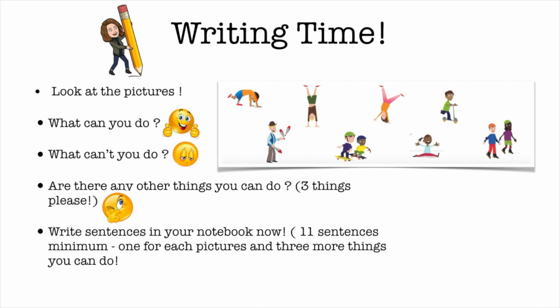So, for example, the first one, somersault, right? The boy in the shorts. Maybe, can you do a somersault? Maybe you can, maybe you can't. So you should write, if you can, I can do a somersault, or I can't do a somersault.